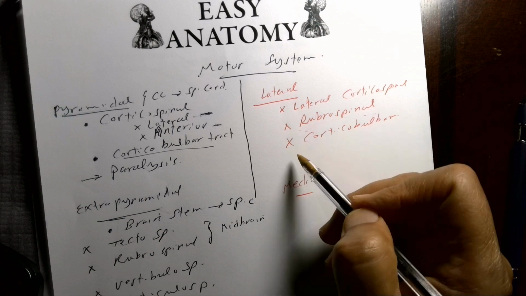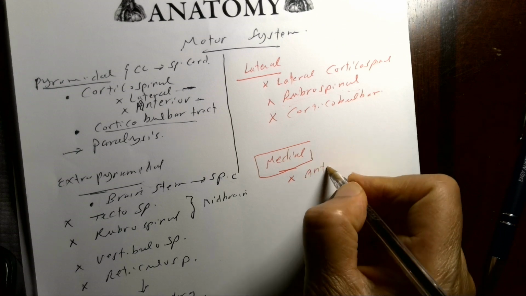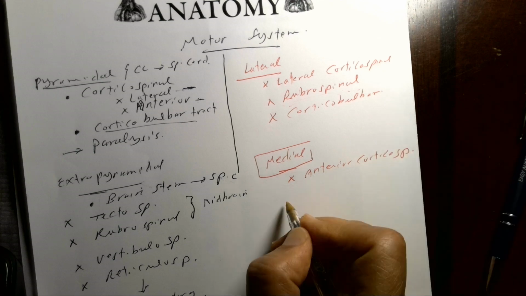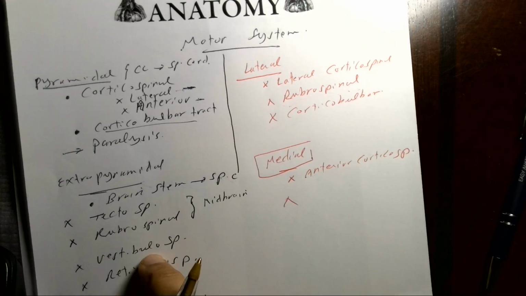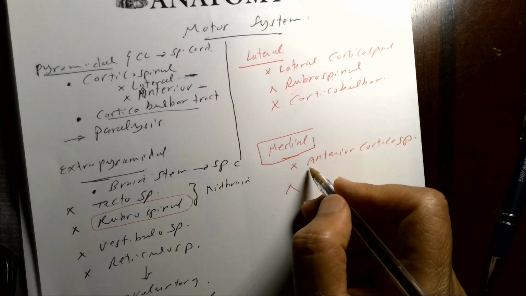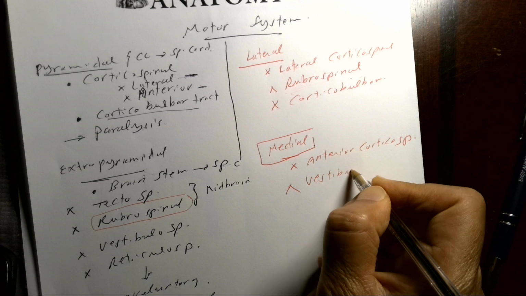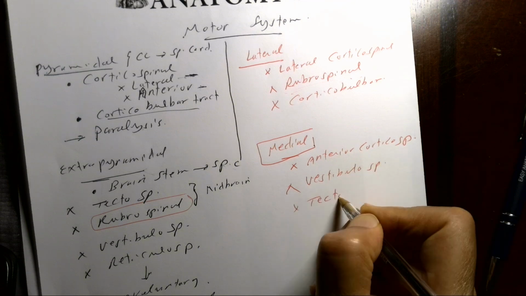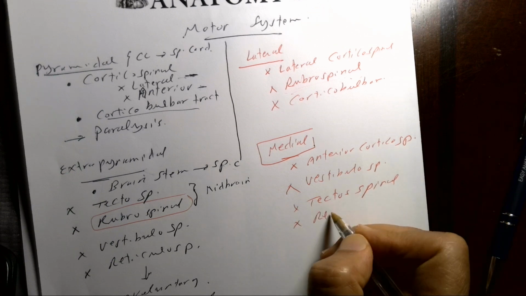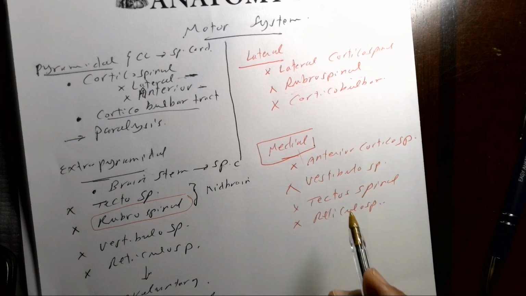The medial one is going to include the anterior corticospinal and all the other extrapyramidal tracts except rubrospinal. So you will find that rubrospinal is not part of the medial. So vestibulospinal, tectospinal, and reticulospinal: all these are medial tracts. So this is how to classify them.